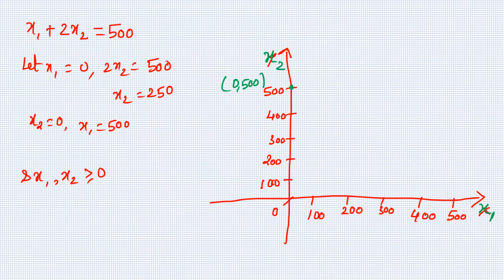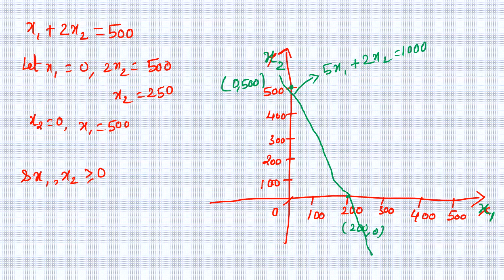And next is (0, 200)... and this is (200, 0). Now roughly we join these two points with a line. Equation of this line is 5x1 plus 2x2 equal to 1000.